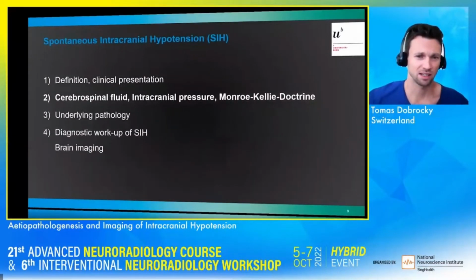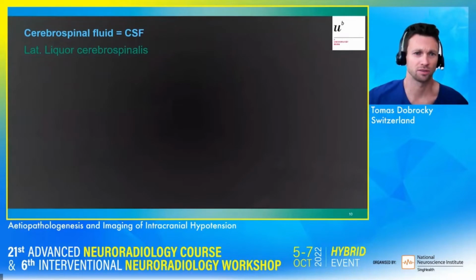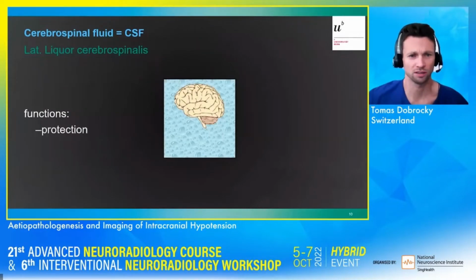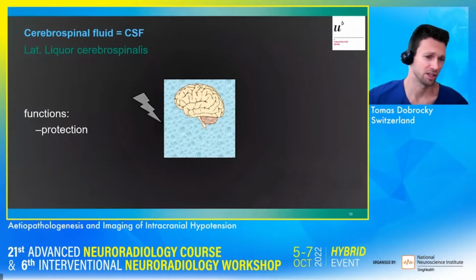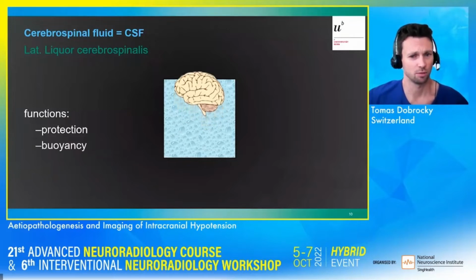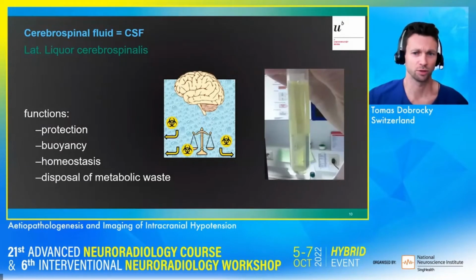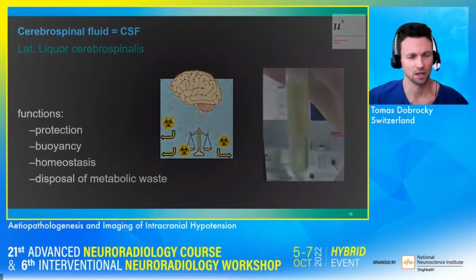Okay, so just a very basic and brief understanding of CSF before we get started. I'm sure you're all aware of the cerebrospinal fluid, where it's located. What is it important for? It's important for protection of our brain. If there's any trauma, this helps to protect our brain. There's a buoyant force that uplifts the brain, and if this is missing, there's the typical brain sagging. And this is important for homeostasis and disposal of metabolic waste products. So usually it's a clear fluid, and these are the functions of it.